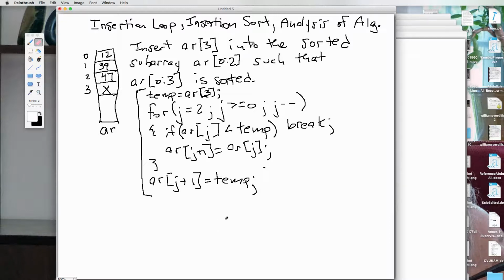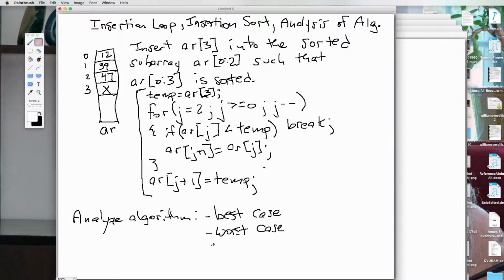What I want to do now is a little bit of analysis of this algorithm. A lot of times when we analyze an algorithm, we want to consider a couple of cases. Sometimes you want to consider the best case, meaning in what situation will this algorithm do the least amount of work. The other one you want to consider is the worst case. And then the really hard one is what's called the average case.